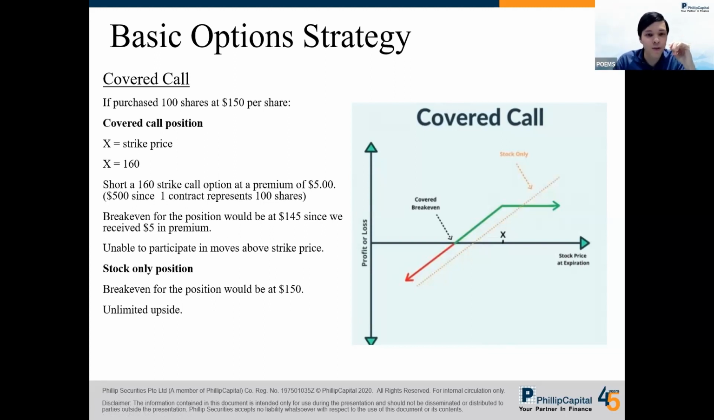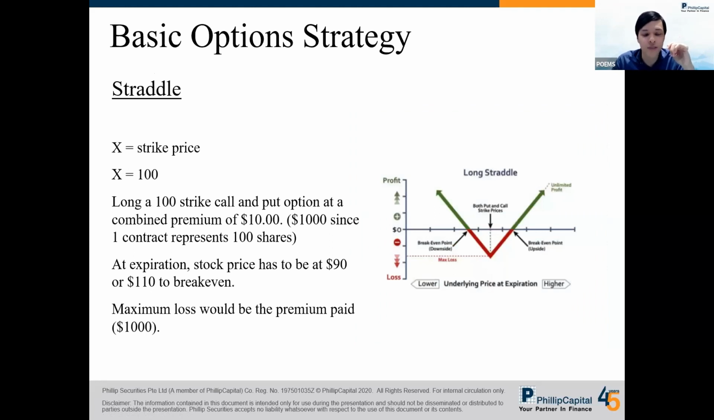Okay, moving on to the last strategy, which is a straddle. Usually for this strategy, we are long a call and also a put at the same time. We use this strategy when we are expecting a very large move, but we are unsure whether the stock will go up or down. Examples of when this strategy is used would be during equity earnings, or before an FOMC meeting on the interest rate decision.